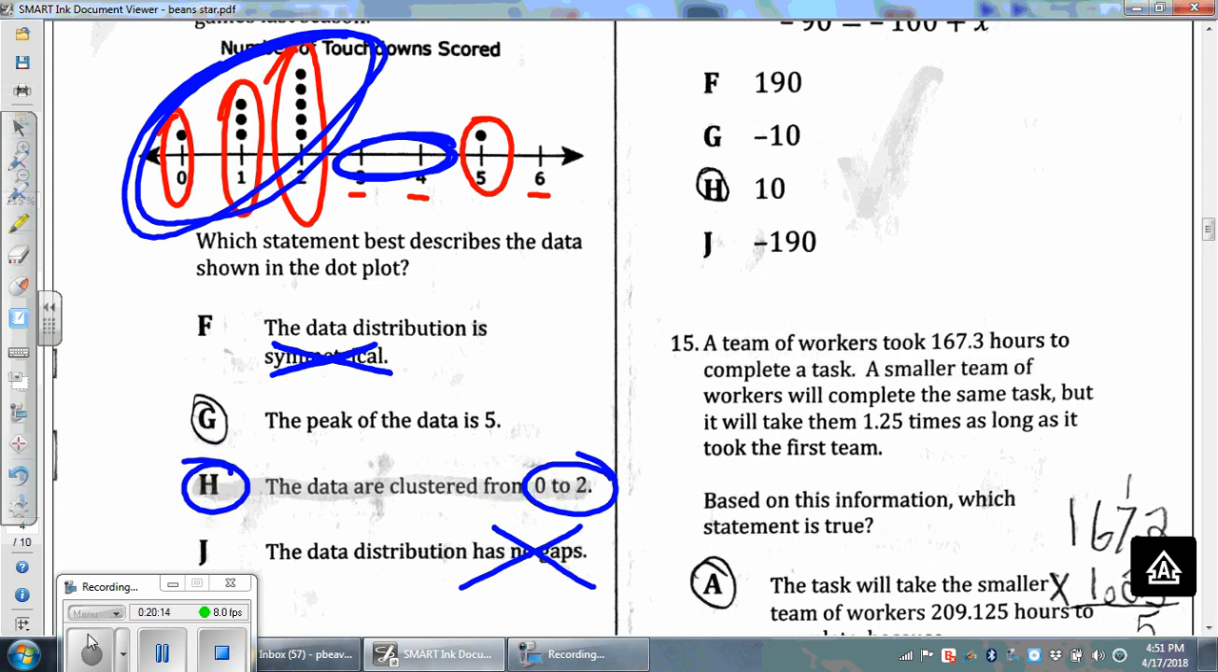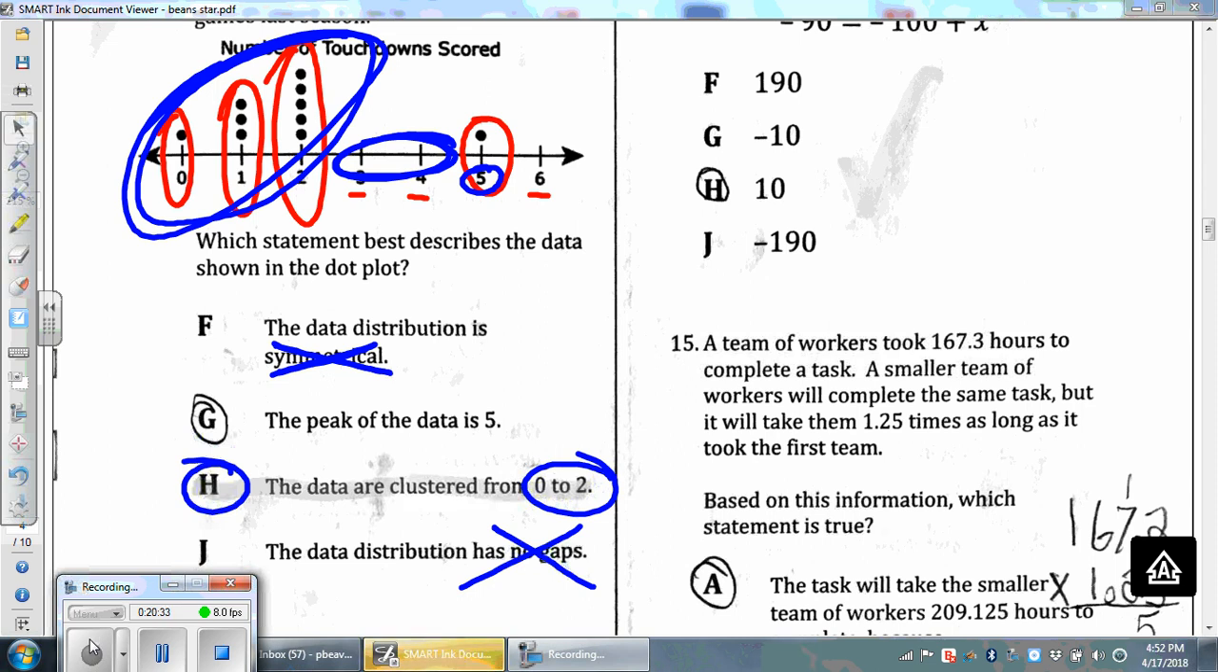Now, why is G not correct? The peak of the data is 5. So the reason for that is that 5 will be the gain 5 and not really, that's what they are talking about. So that's why it's incorrect.